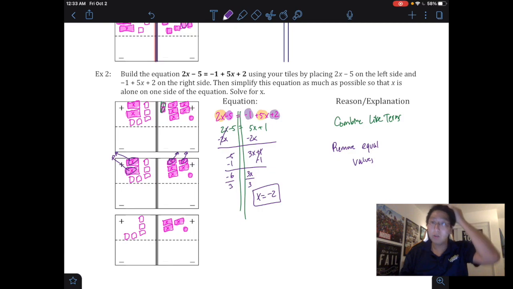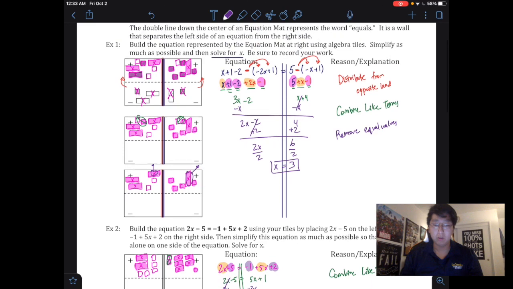Alright, so here is our introduction to solving for x. We'll do some practice problems together. But good luck.